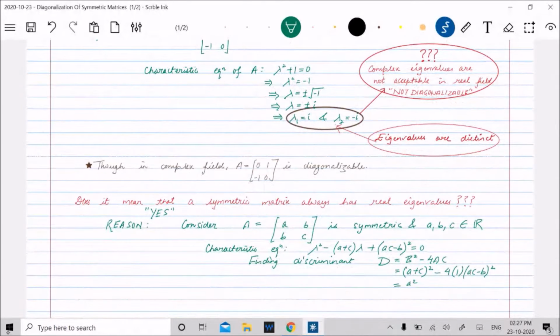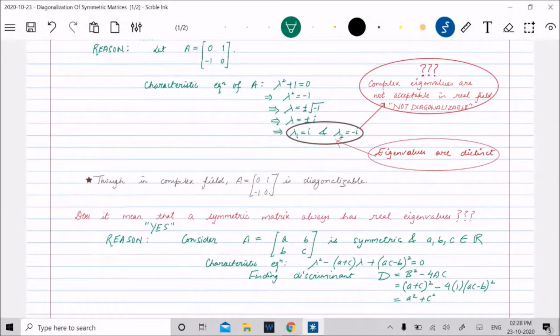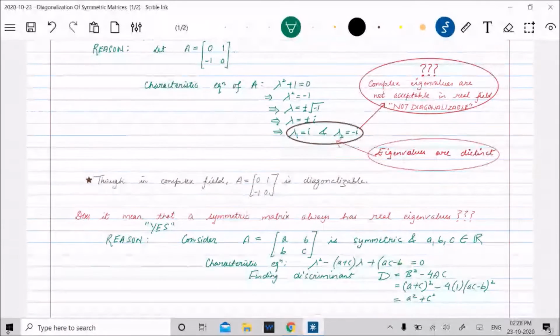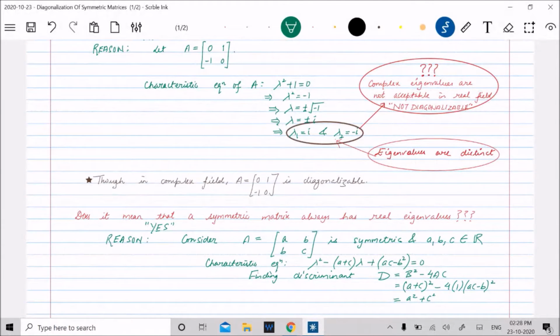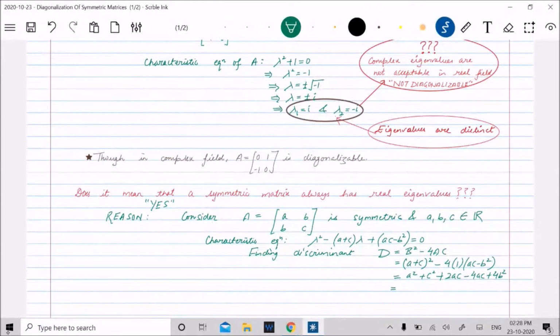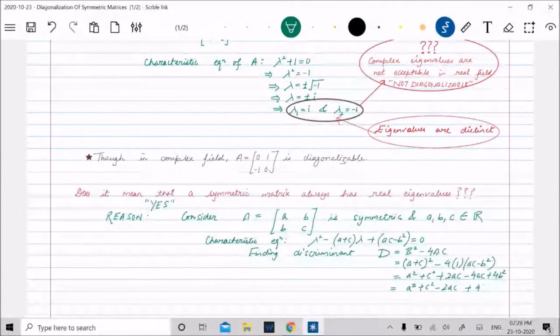Let me solve it. If I open it, it will be giving A square plus C square plus 2AC minus, no, AC. I think I have put a square at the wrong place actually. This should be minus B square, like this. Now it's fine. Okay, fine. And that will give me plus 2AC minus 4AC plus 4B square. And simplifying it further, it will be having A square plus C square minus 2AC plus 4B square.